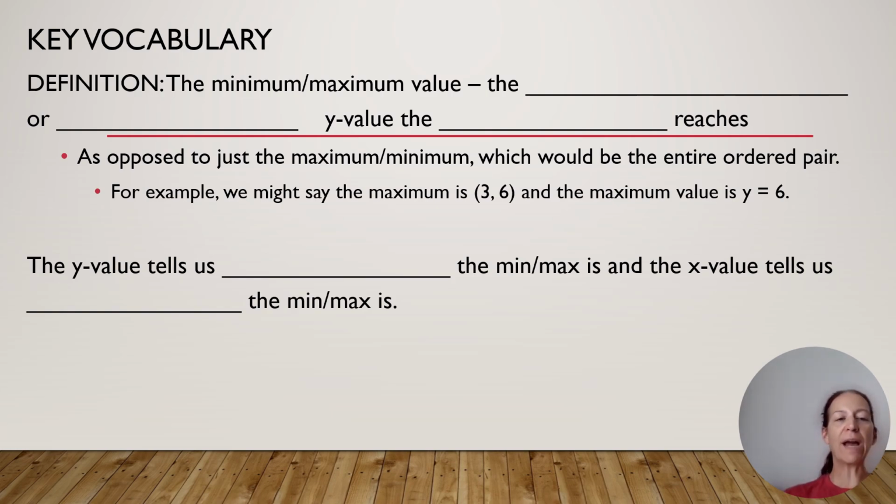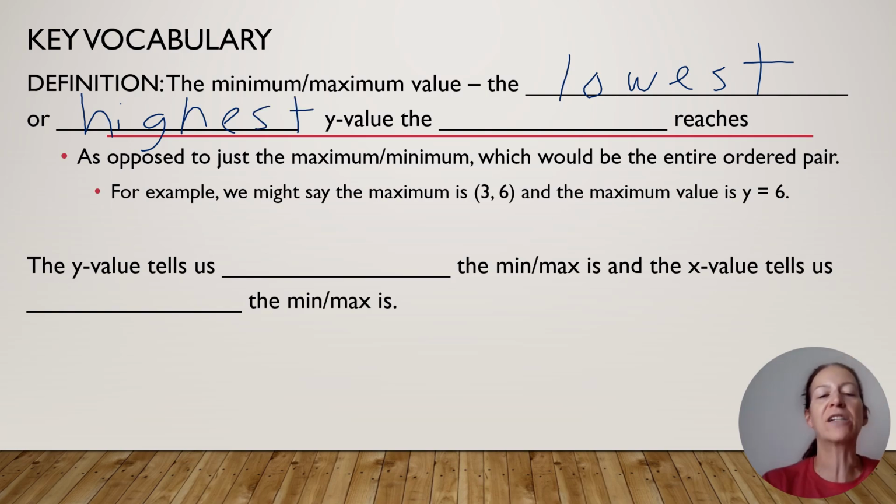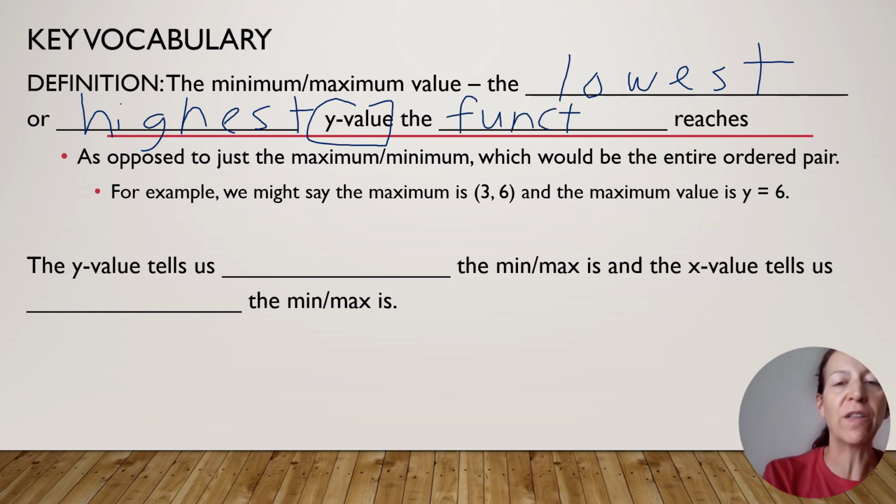So key vocabulary. So in your notebooks, you got that big chart. Now you want to write down your key vocabulary definitions. Okay, so that should be the next thing going in there. What is the minimum or maximum value? Well, the minimum or maximum value is the lowest or highest. Okay, there's your minimum and maximum. So minimum would be the lowest, maximum is the highest y value that the function reaches. And if you don't want to put the word function in there, you can say parabola, but we'll go with function.